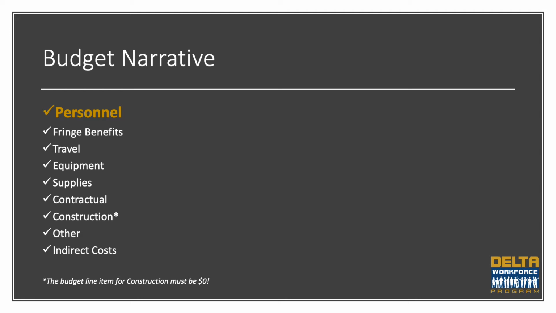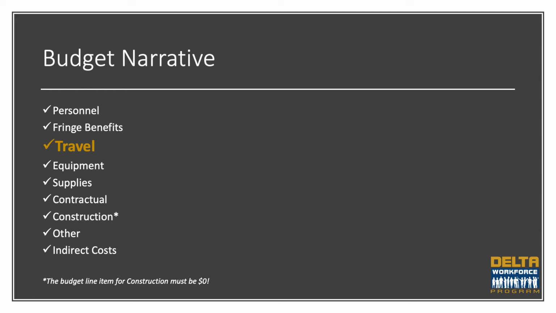For personnel, list all staff positions by title, both current and proposed, including the roles and responsibilities. For each position, give the annual salary, the percentage of time devoted to the project, and the salary amount of each position funded by the grant. For fringe benefits, provide a breakdown of the amounts and percentages that comprise fringe benefit cost, such as health insurance, FICA, retirement, etc.